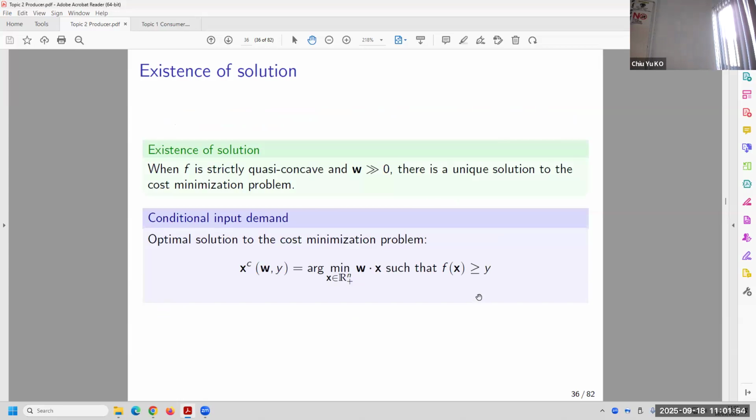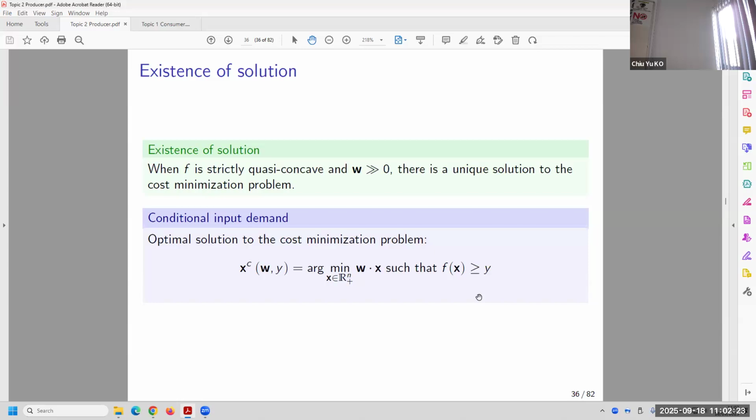If you assume strict concavity, there will be a unique solution, because if you have two optimal levels, then the middle is better, right? Strict concavity means that if you combine the two, you are better off. So if you have two solutions, it can't be, because the middle one is better. It violates the idea, so we have only one solution, no multiple solutions.